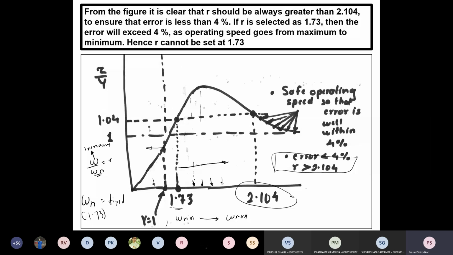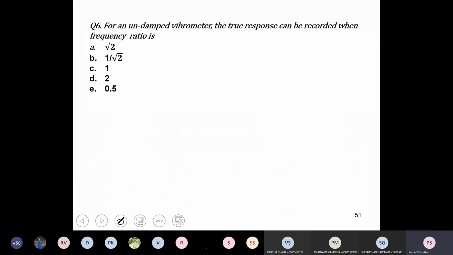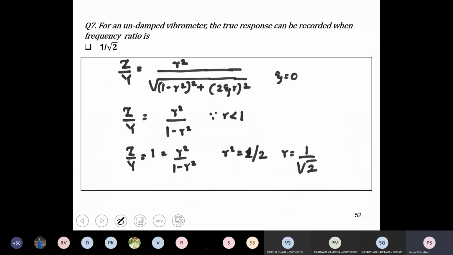Alright. Now I have to finish the last part. So z by y is equal to r square upon square root of (1 minus r square) whole square plus (2 zeta r) whole square. And here it is given for an undamped vibrometer, so undamped means zeta is equal to 0. So z by y is equal to r square upon 1 minus r square.